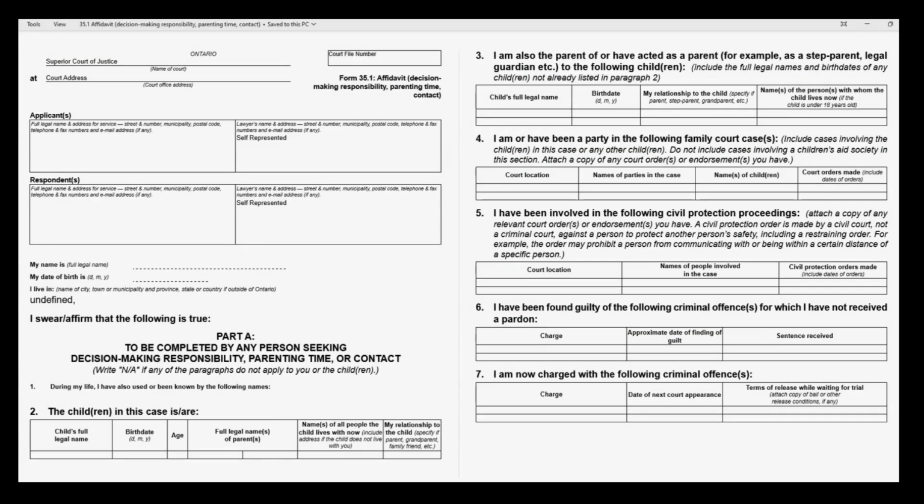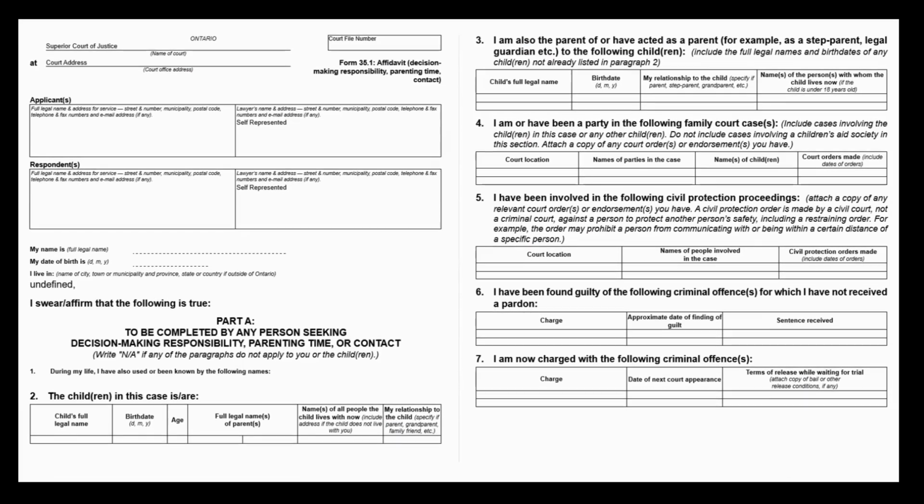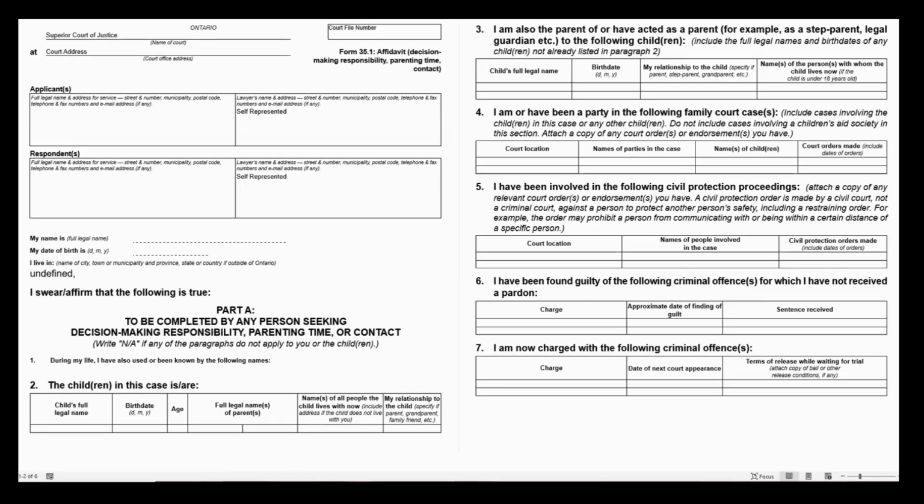However, if there are children involved and you are making a claim for decision making and parenting time, you have to fill out the Form 35.1 affidavit. Okay. It's very self-explanatory. It just asks you a whole bunch of questions. You answer it. It asks you, for instance, whether or not you have a criminal record or any charges, pending charges. If you've been involved in any other kind of court hearings involving kids, whether or not the children or your child has any kind of disability, things like that. Okay. So you fill that out.